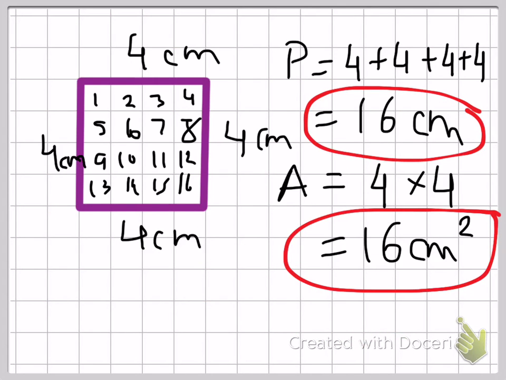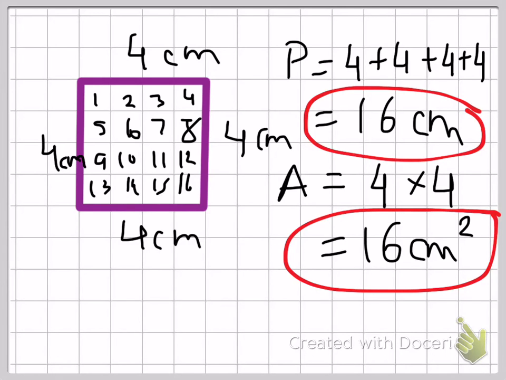Here's a really good example. Over here we have a square. In the square, we know that all of the side lengths are exactly the same, and the side length in this square is 4 centimeters. Now we know that perimeter is calculating the outside of the shape, and so we calculate 4 plus 4 plus 4 plus 4. That gives us 16 centimeters.